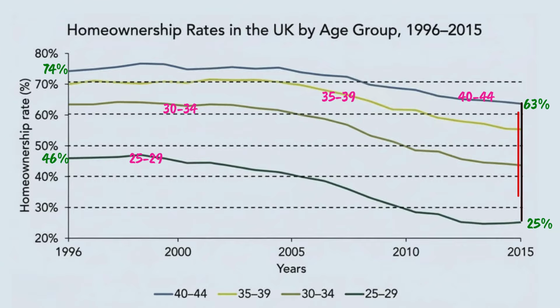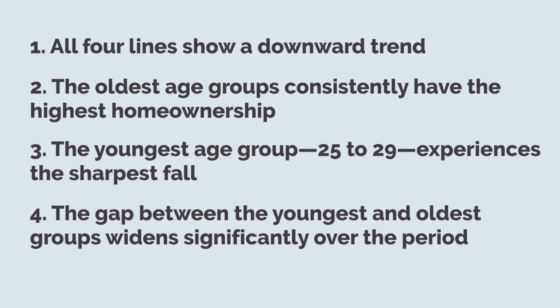In other words, by the end of the period, younger adults are far less likely to own a home compared to people in their early 40s. So, these are the four main patterns you should keep in mind. All age groups show a downward trend. Older adults always have higher rates. The youngest group has the most significant decline, and the gap between the youngest and oldest becomes wider over time. Once you understand these points, it becomes much easier to write a clear overview and well-organized body paragraphs.